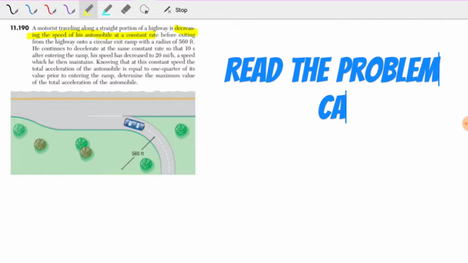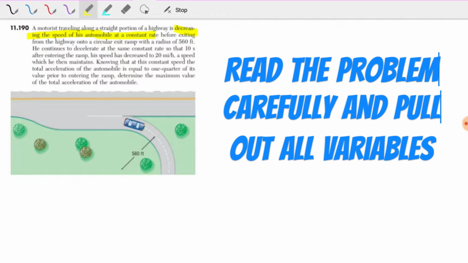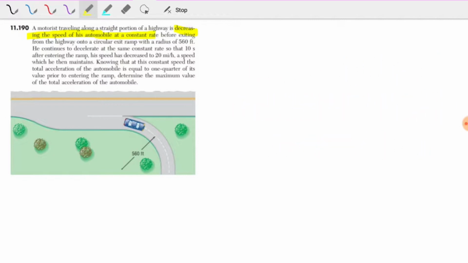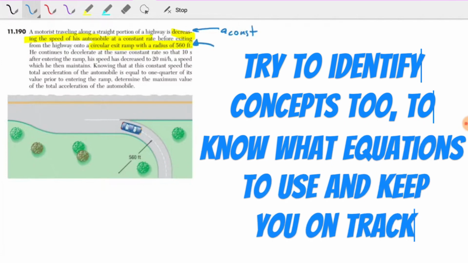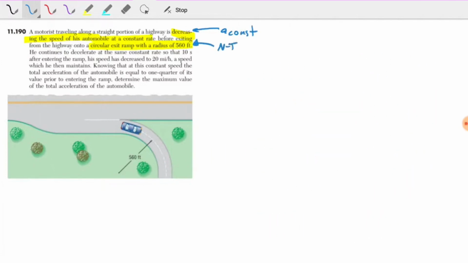Before exiting the highway onto a circular exit ramp with a radius of 560 feet. So he goes onto a circular exit ramp with that radius. For this, we're going to have a equals constant, and then for this, we're going to have normal tangential coordinates. He continues to decelerate at the same constant rate, so we know that during this normal tangential motion, we still have a equals constant.